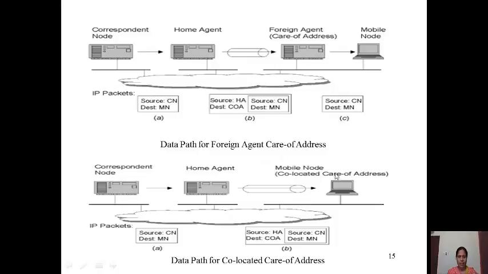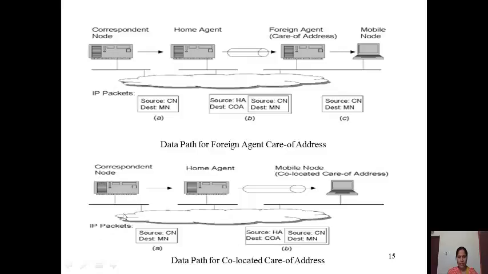Now coming to the data path for co-located care of address, again you can notice that we have the correspondent node, we have a home agent, and here you should notice that a virtual pipe is there, but a foreign agent is missing. When a foreign agent is missing, a co-located care of address is assigned to the mobile node itself, and now we'll see how the data path is created.